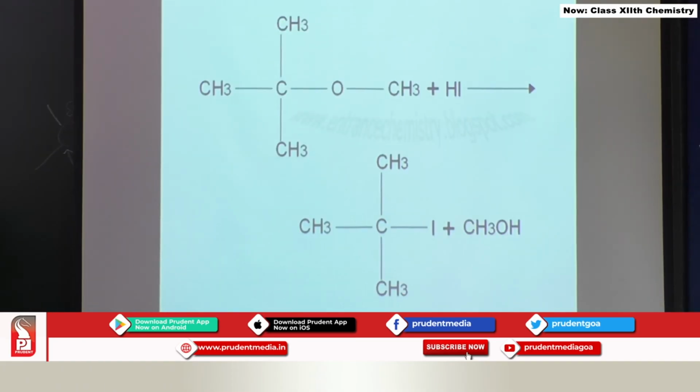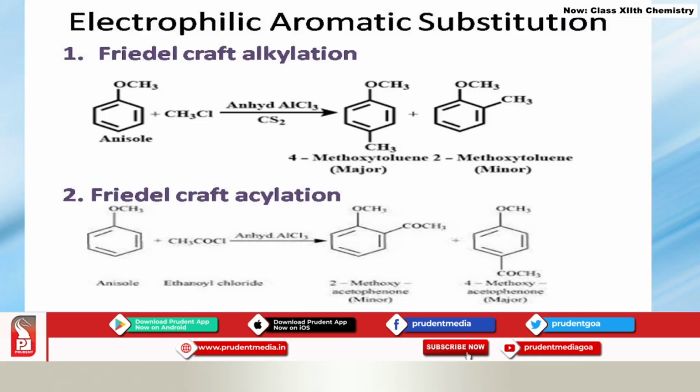If you take this category of bulkier ethers, like this tertiary butyl methyl ether, then if you treat this compound with HI, you will find that I always goes to this bulkier group, and then the other part forms alcohol. We have now taken the examples of electrophilic aromatic substitution. The OR group on the benzene ring is an electron donating group, it is an activating group, therefore it is going to direct the incoming electrophile at the ortho and para positions.